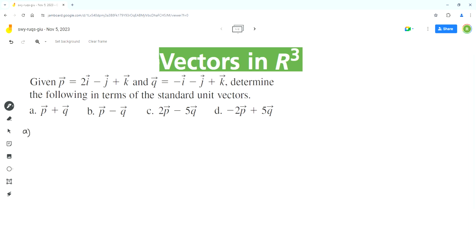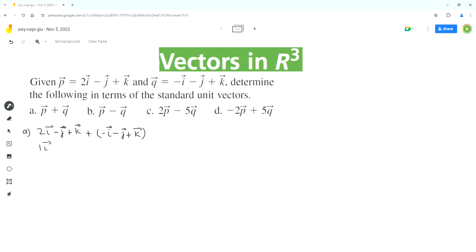So we have to find the sum of vectors p and q. So we'll use the two given vectors. Now we can add the i, j and k unit vectors. So let's start with the i vectors. So 2i plus negative i. So we have to add their coefficients, which are 2 and negative 1, and 2 plus negative 1 is equal to positive 1. So we get 1i.